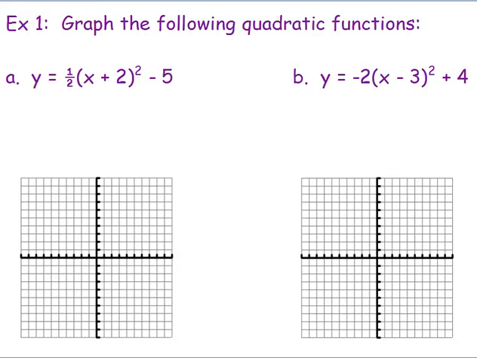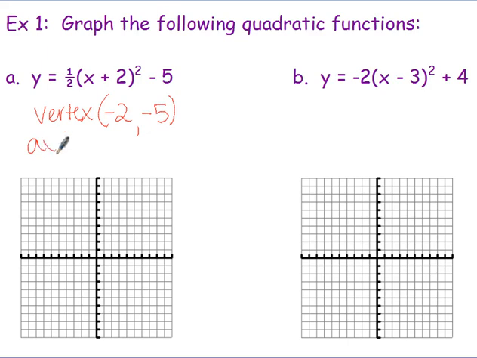So let's take a look at our first example. So we have y equals 1/2 times (x plus 2) squared minus 5. So the first thing we want to list is the vertex. So as I just got through saying on the previous slide, we do the opposite of this number, and we keep this number the same. Well, the opposite of a positive 2 is a negative 2, and negative 5 stays the same. That's going to be your starting point.